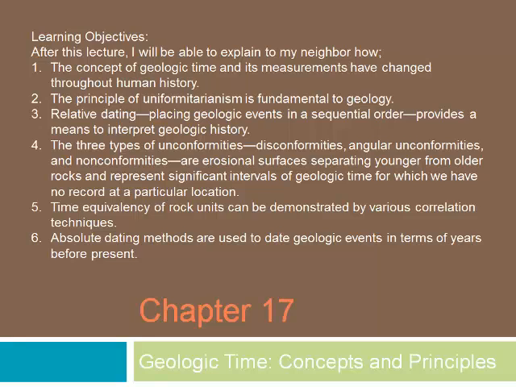There are three types of unconformities that we'll run into when we're trying to do our relative dating. It's disconformity, an angular unconformity, and a nonconformity. We're going to discuss how the time equivalency of rock units is demonstrated through various correlation techniques of fossils and different rock layers, and then we're going to use absolute dating techniques using radioactive isotopes to date geological events.